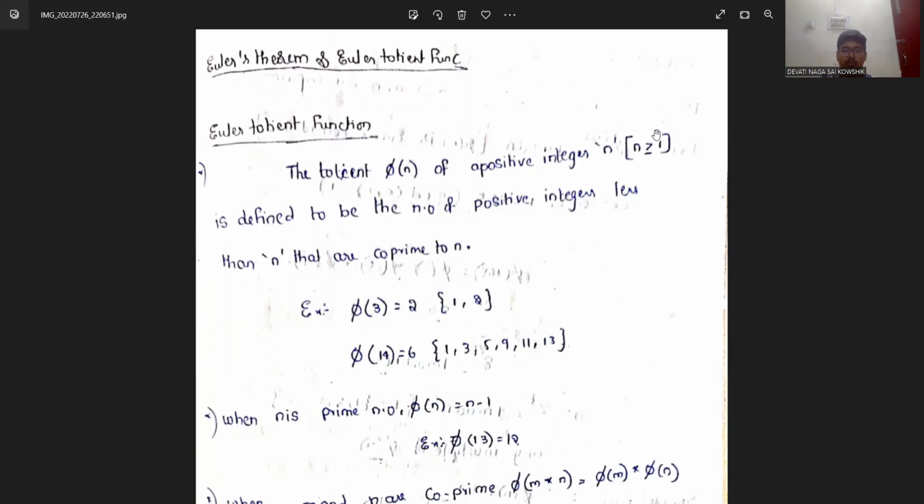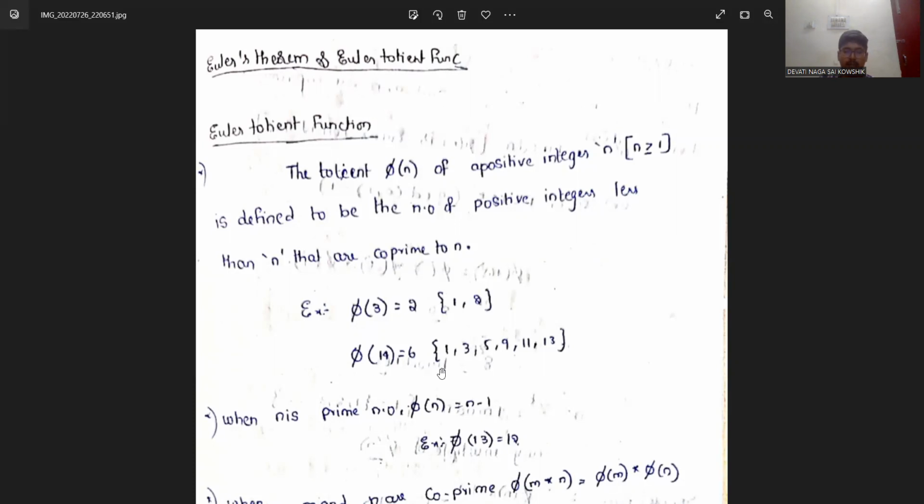The meaning of co-prime is that when you take two numbers, there should not be any common factor other than 1. So when you take phi of 3, the answer is 2, because here we want to check the number of positive integers that are less than n and co-prime to the given number. For example, 1 and 2 are co-prime to 3 and they are less than 3.